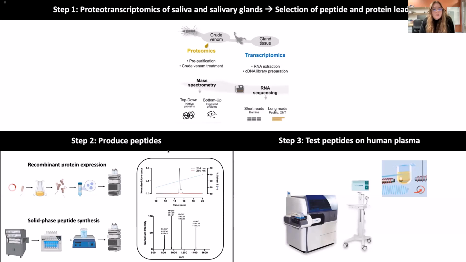So initially, I'll start off by doing a proteotranscriptomic approach of both the saliva and salivary glands if it's feasible. And then once I've done this, I can go ahead and select different peptide and protein leads of interest. Once I've selected them, I obviously have to make them, and I can either do this using a recombinant E. coli expression system, or I can do it synthetically using solid phase peptide synthesis. Consequently, I'll then go on to purify them, and then I can test them on human plasma to see if they have any delay on clotting time.